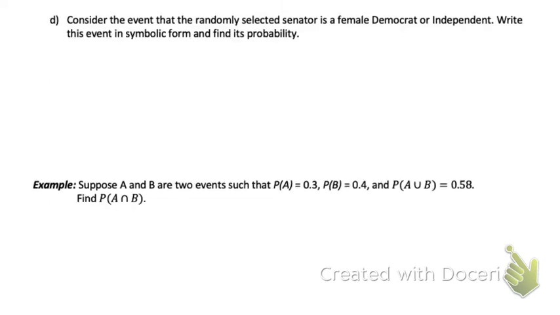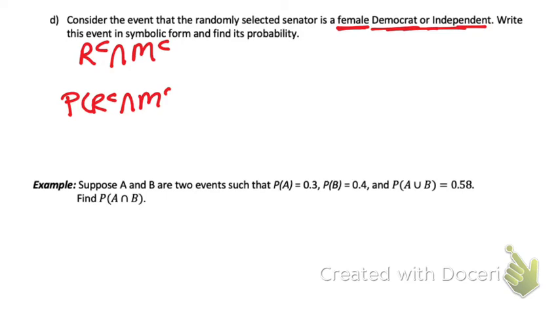Consider the event that a randomly selected senator is a female, Democrat, or independent. Write this in symbolic form. What is that in terms of our events that we've defined? Complement of R and complement of M. Okay, and so we want to find that probability, which we already have in our Venn diagram, and it's simply 16%. Done.